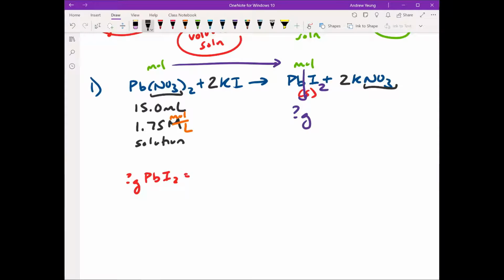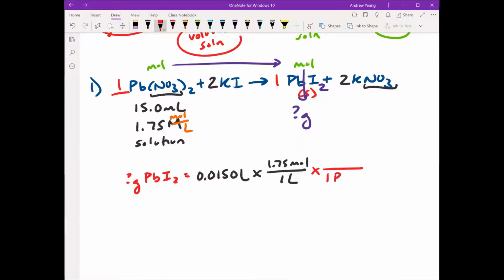So 15 milliliters divided by 1,000, 0.0150. I'm still going to keep that 0 there so that I keep my significant figures. I'm going to use my concentration to get from liters to moles. 1.75 moles for any given liter. Even though my coefficients in my recipe say for every 1 part lead nitrate, 1 part lead iodide, I'm still going to write it out here.